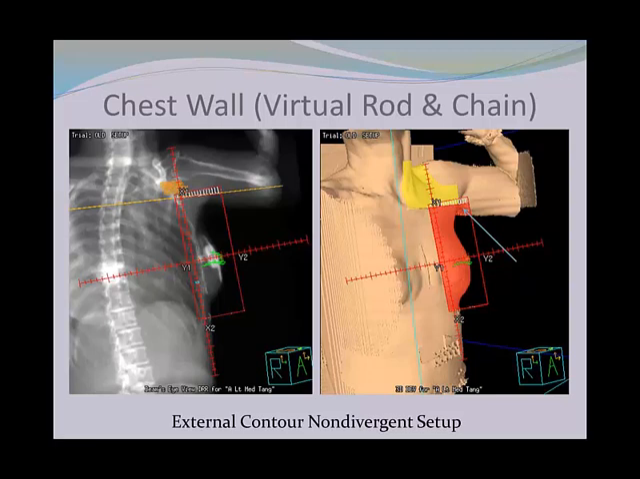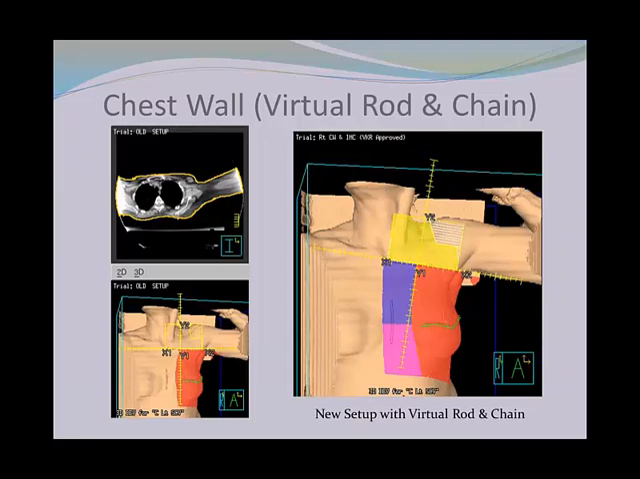But before I go into the virtual rod and chain, I want to go over the original metal rod and chain. Here in this image, you have this metal rod attached to the metal chain. Usually during simulation, the physician would place this rod at an angle where she wants the match border between the supraclavicular and the tangent field. Once the patient has been simulated, we bring the patient into our planning system and we contour the rod and the chain. The rod determines the superior border of the tangents, or the match line between the tangent and the supraclavicular field.